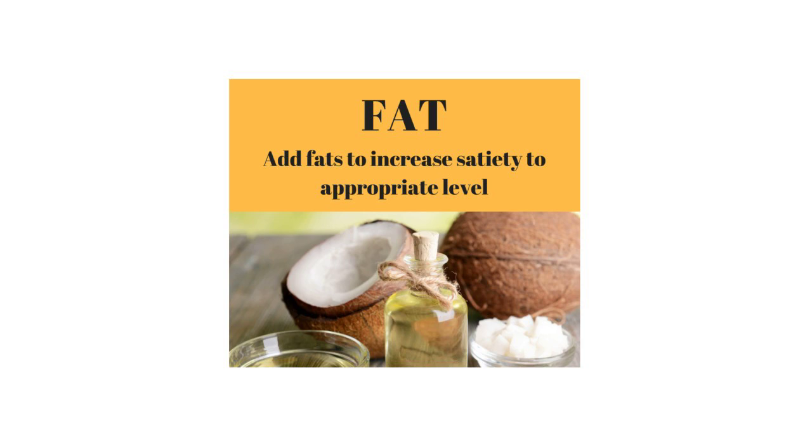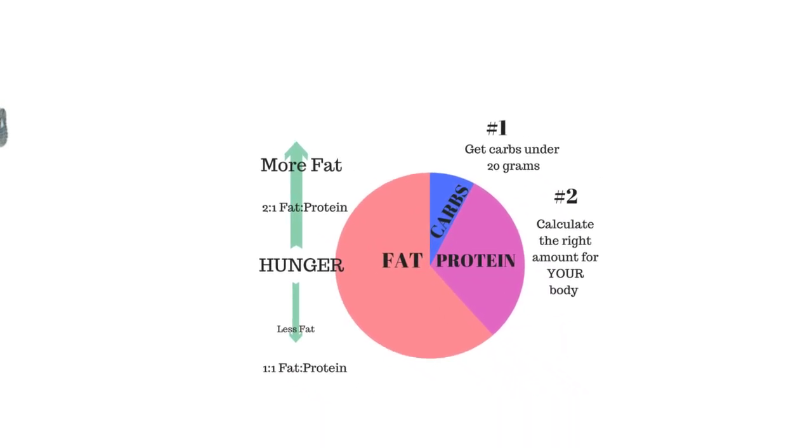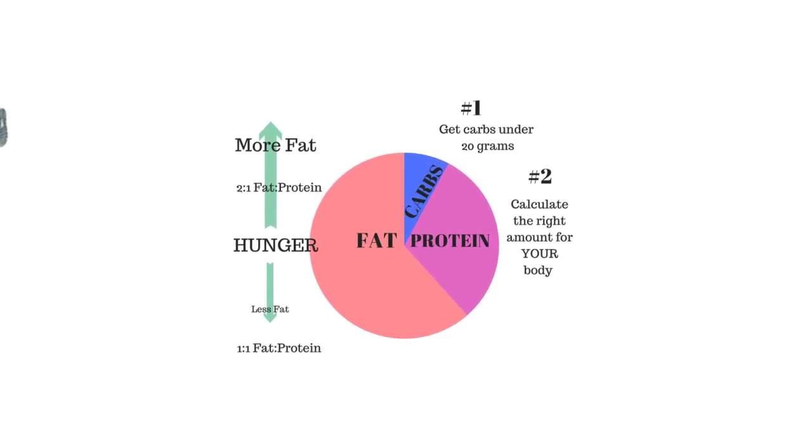So the number one thing that we're doing is we're getting our carbs under control. That's going to be no more than 20 grams. The number two thing is that we're getting our protein in the right range. Not too much, not too little. And then the third thing is we're adjusting how much fat we add to our diet so that we feel satisfied with our food, which in general means we're eating between a 1-to-1 ratio with protein to a 2-to-1 ratio with protein.